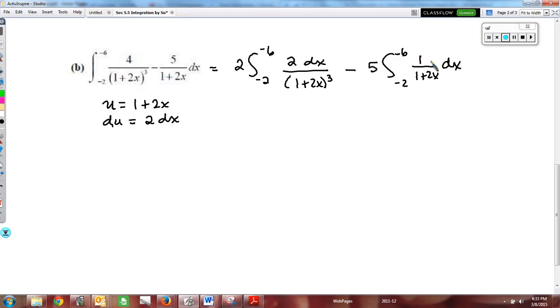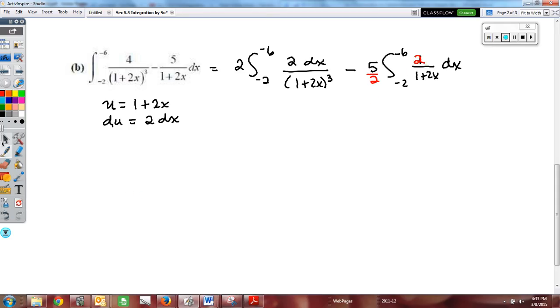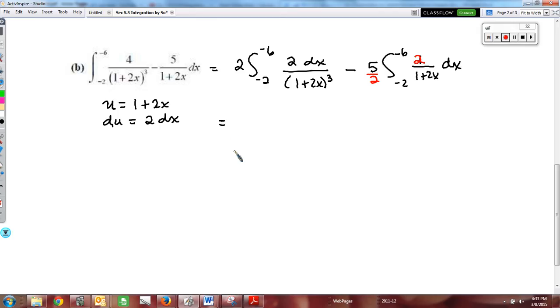Over here, I need to have a 2 in here. So I put in a 2 and I take out a 2 for my corrector. So that one's ready to go. Now I'm going to pretty much change myself over to u. Here's my du, and this would end up being u to the negative 3 du.